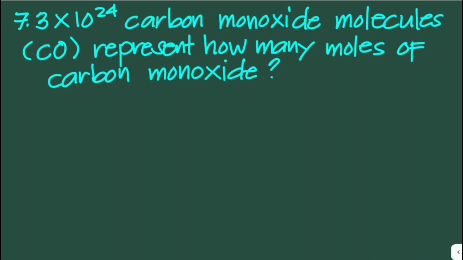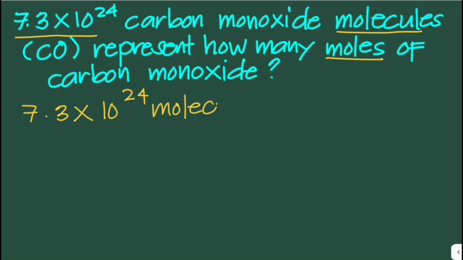We're given this problem: 7.3 times 10 to the 24th carbon monoxide molecules represent how many moles of carbon monoxide? So we're given here the number of molecules of carbon monoxide, and we need to convert this to number of moles. So we need to convert 7.3 times 10 to the 24th molecules to number of moles. All we have to do is just multiply this by the conversion factor.